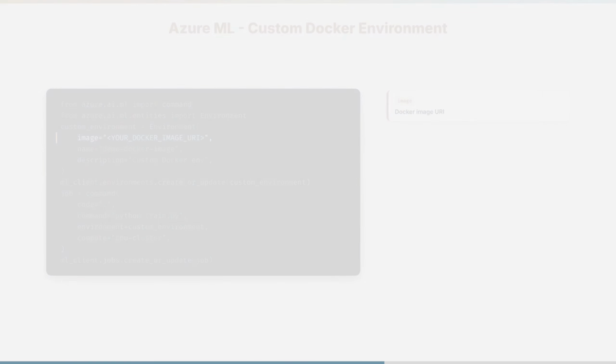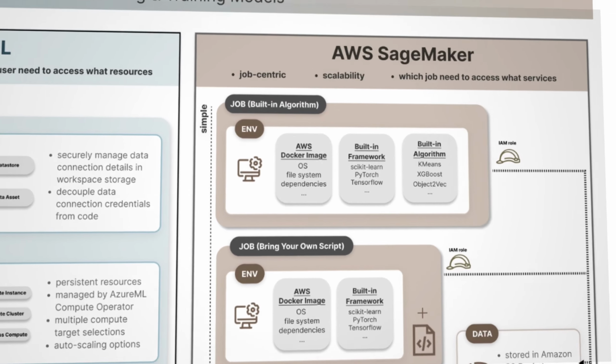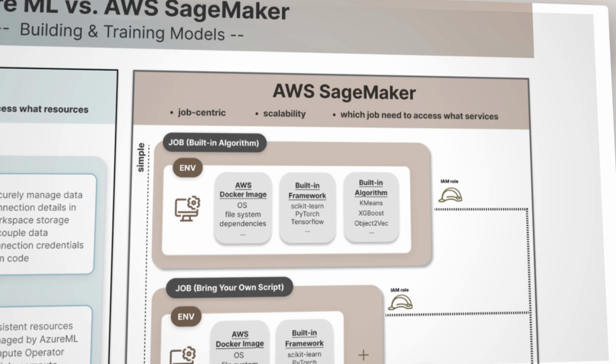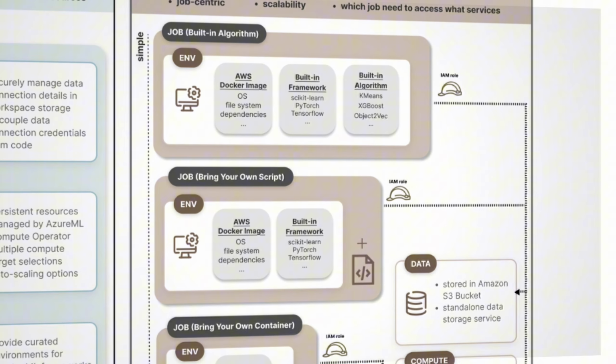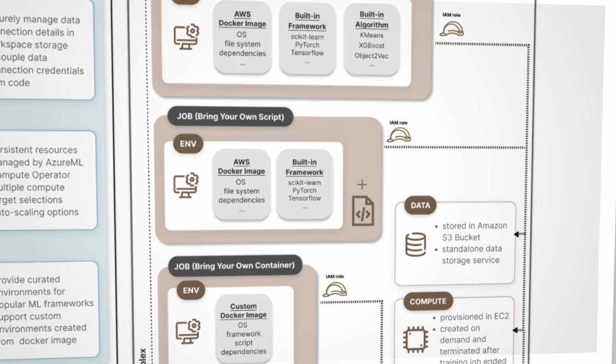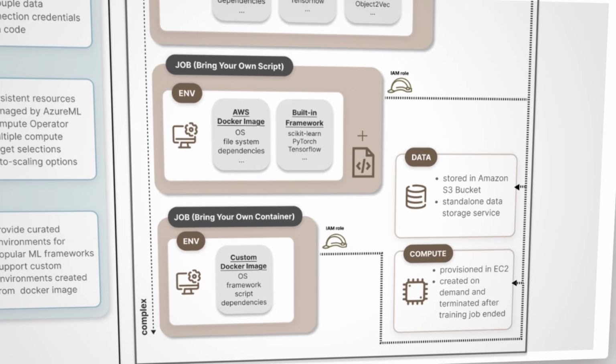SageMaker's environment configuration is tightly coupled with job definitions, offering 3 levels of customization to establish the OS, frameworks, and packages required for job execution. These are built-in algorithm, bring your own script, also called script mode, and bring your own container, or BYOC. They range from the most simple but rigid option to the most complex but customizable option.